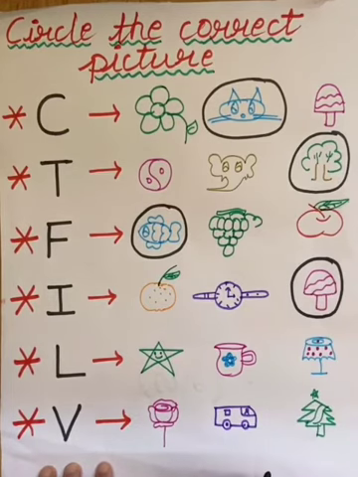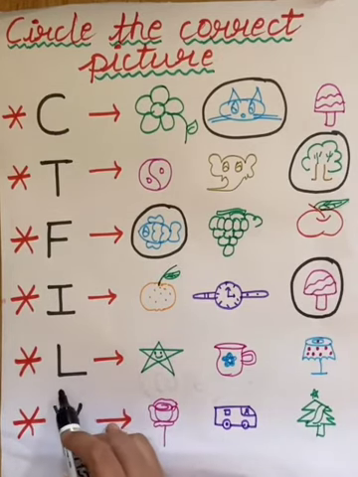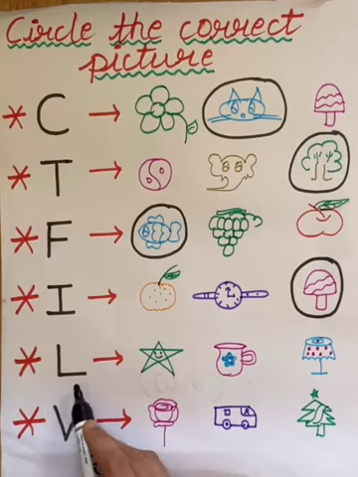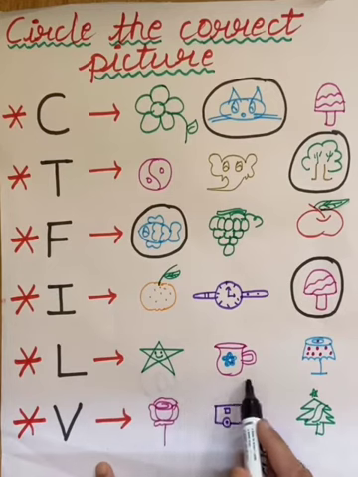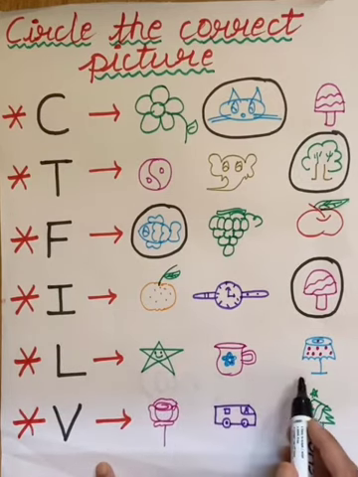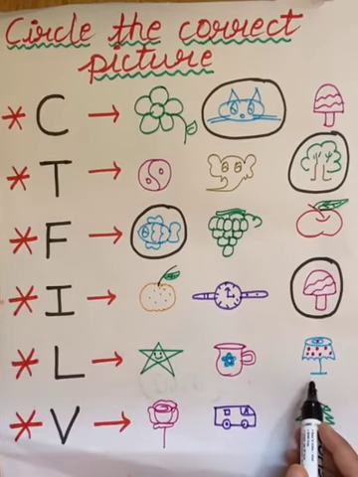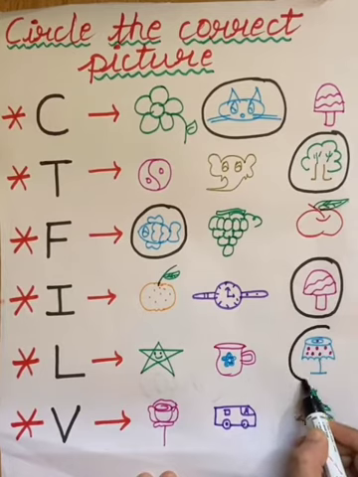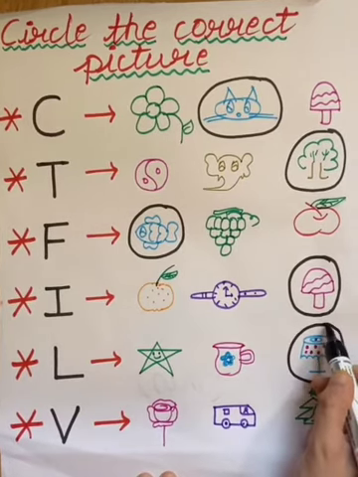Okay. Now, next. Now, which alphabet is this? Children, this is L, lamp. Now, find lamp. Where is lamp? Here. Yes, this is a lamp. Now, again, circle the picture of lamp like this.